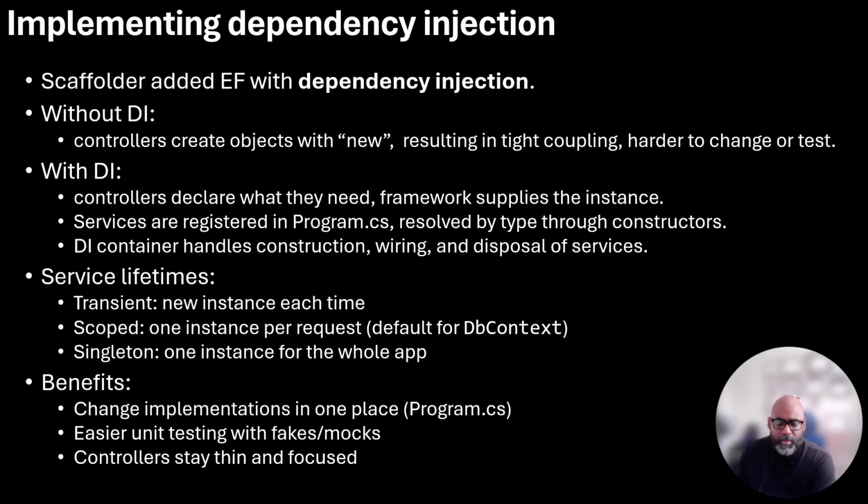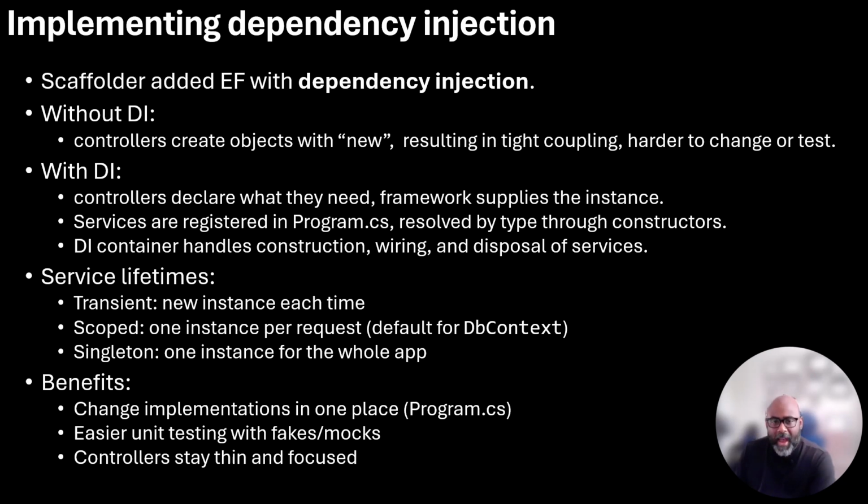So there are different types of service lifetimes. The first is transient. When we say transient, what we mean is that the framework will give us a brand new instance every single time that we ask for it, even inside the same request. Next, we have scoped instances. During a scoped lifetime, we get one instance for the whole HTTP request. So everything in that request, your controller and any services, they all share the same copy.